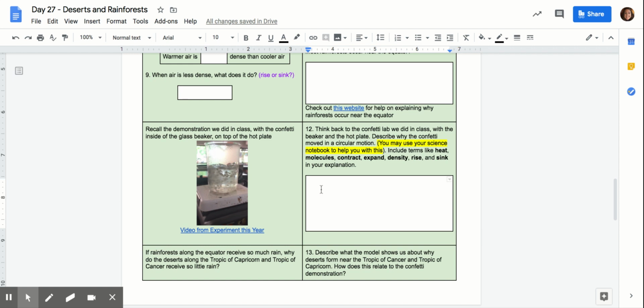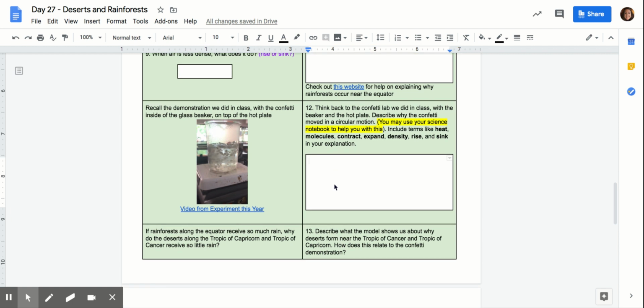Here I just want you to do a quick review of why that happened. Please use the terms heat, molecules, contract, expand, density, rise, and sink. You have this explanation in your science notebook. So if you want to go ahead and just use that same one and type it in, that's fine. Please use your science notebook to support you.